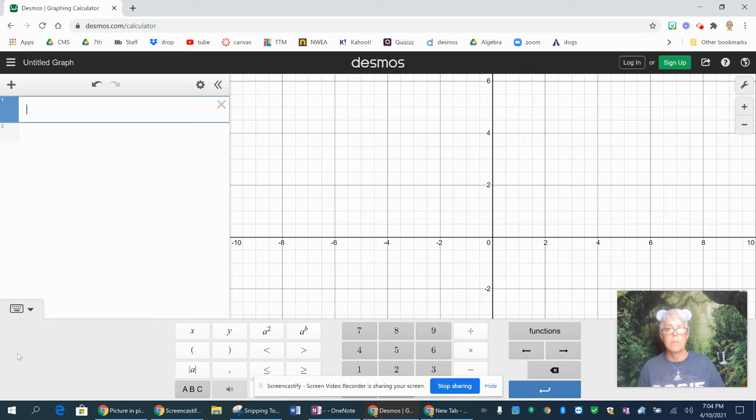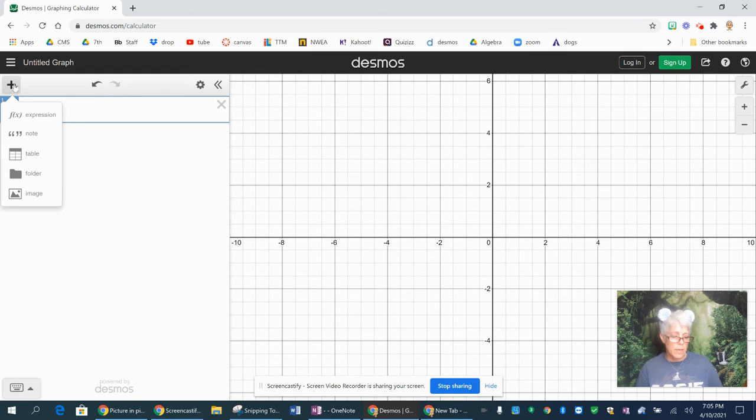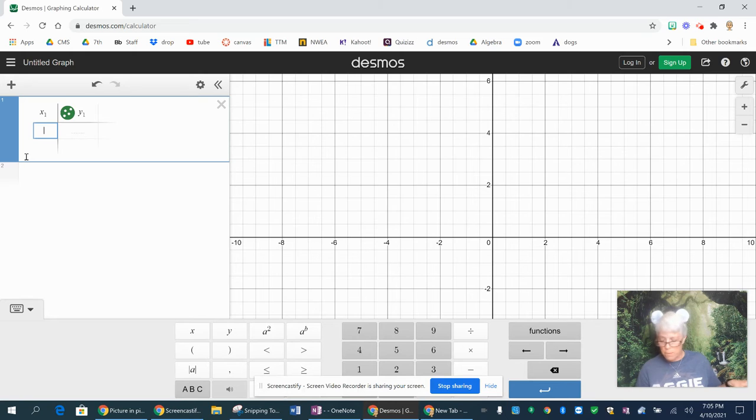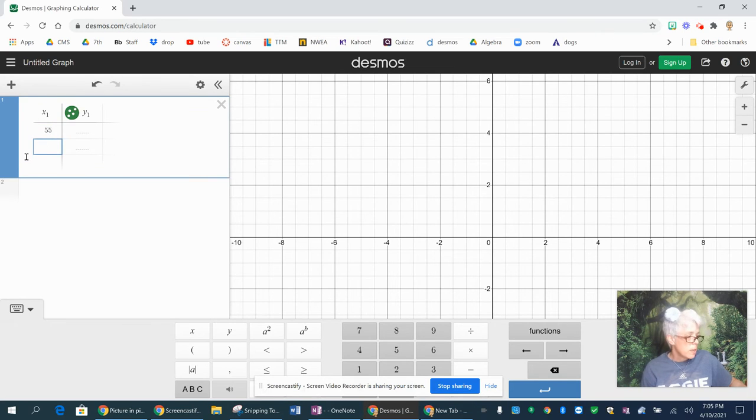Again, I'm using the top table on your notes for today on using a calculator. Just a quick reminder, you come up to the left-hand corner of your screen. There's a plus sign, and if you click it, it gives you the option to do a table. So I'm going to click on that table and put these numbers in.